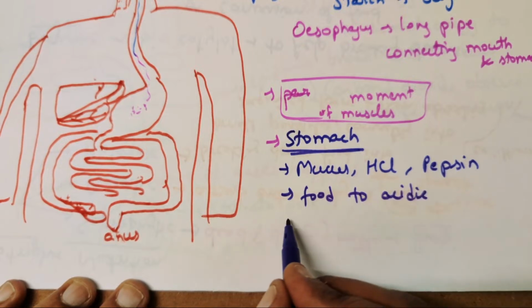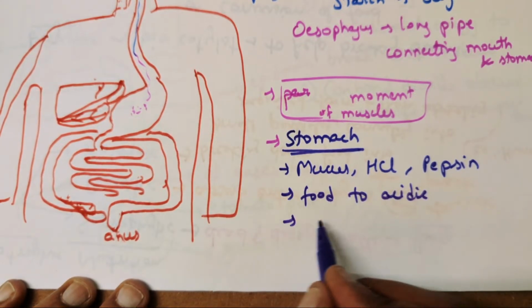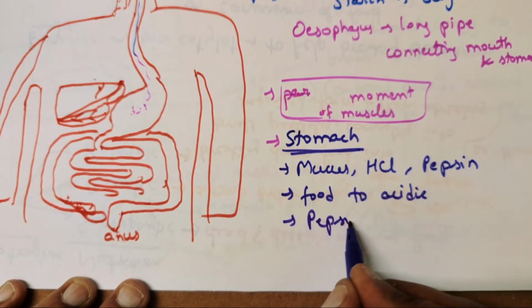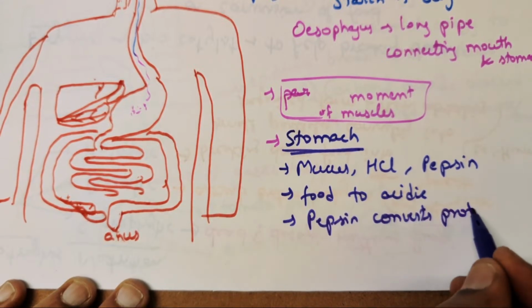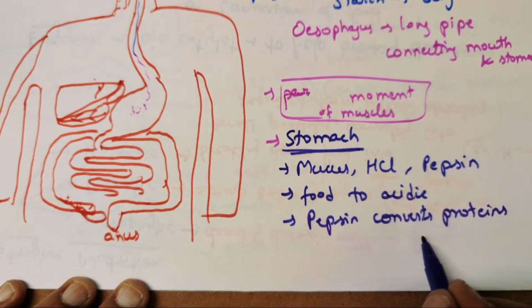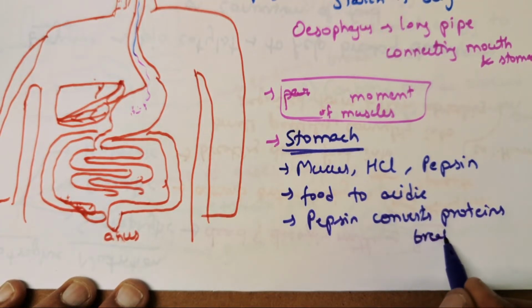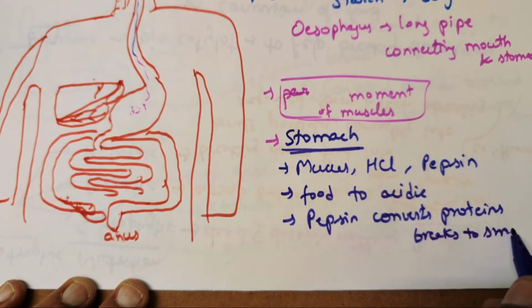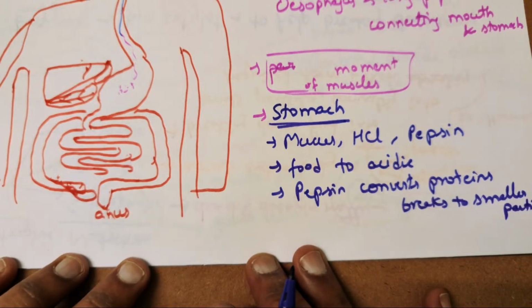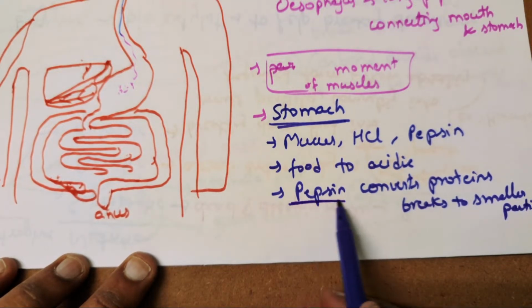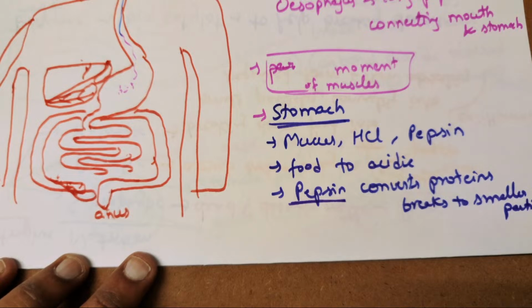First thing. And second, in the acidic medium where the food is present, we have pepsin, which converts proteins and breaks them into smaller particles. It also helps proteins convert into amino acids, but in detail that is performed in the small intestine. So I'm just saying that pepsin is the enzyme present in the stomach which helps in the digestion of proteins, whereas the food becoming acidic is done by HCl. And the mucus.